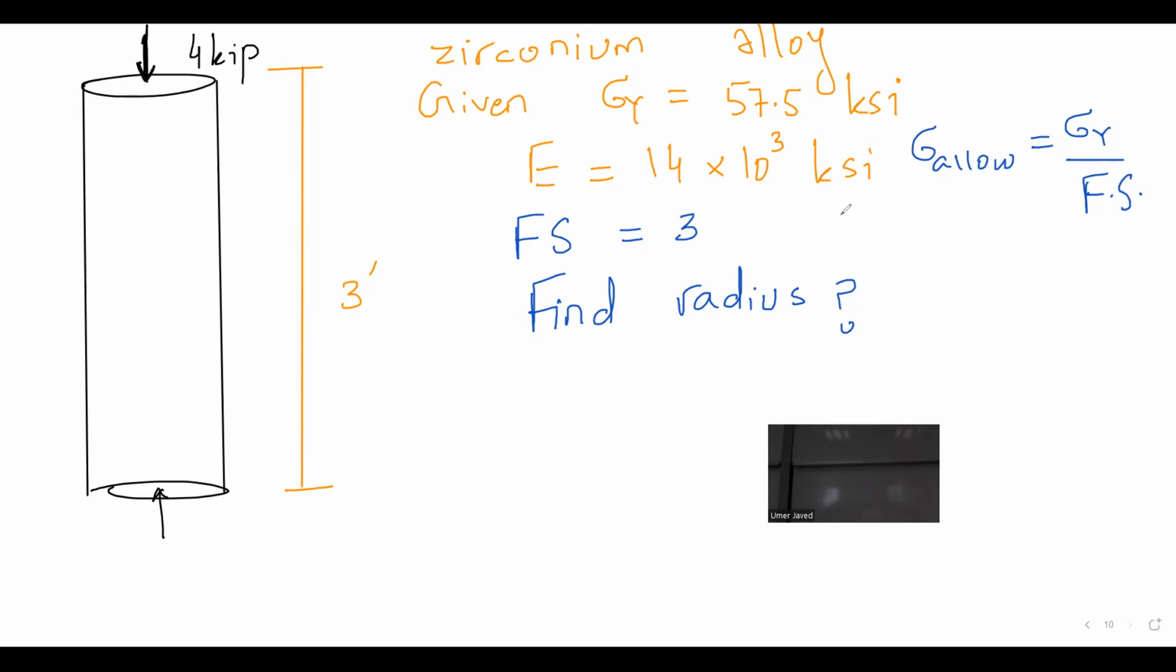How will you start this problem? Well, if I were you, I would start with stress equal to force per unit area. The force is 4,000 pounds because you can see the KIP. And then I will have in the denominator the area. Is it circular? Yes, it is circular, and it's a solid rod.